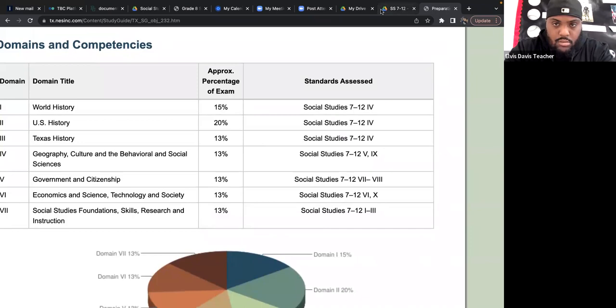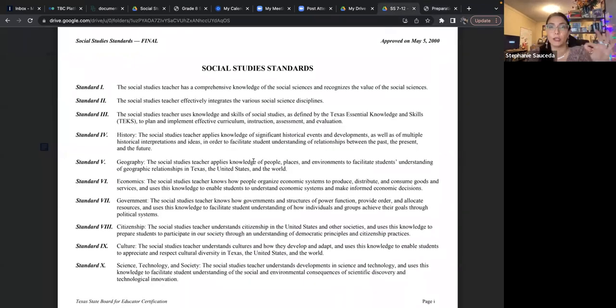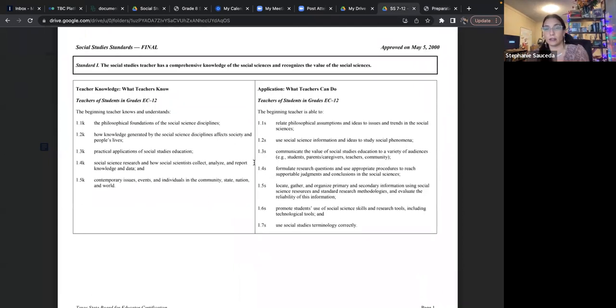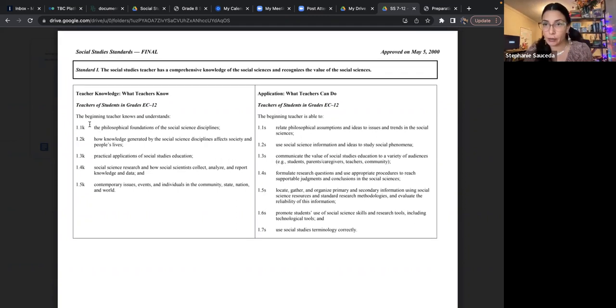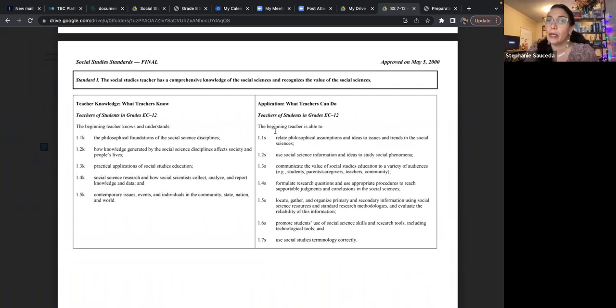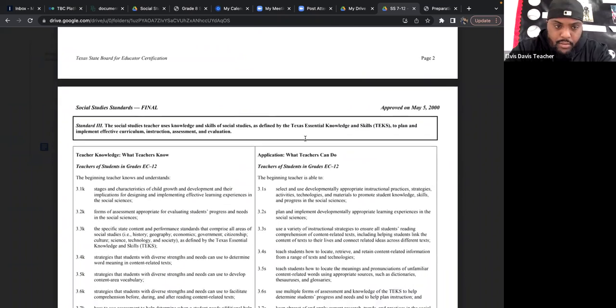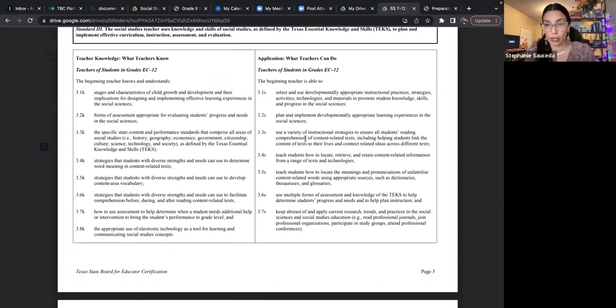As far as that standards document, the reason I always want the students to start with this document, it looks kind of scary. It's all small print and whatnot, but it does go into deeper detail in not just what you need to know as a social studies teacher, but also what you need to be able to do. On this side, this is what your knowledge standards are. Anything on the left-hand column is knowledge, and anything on the right-hand column is your application, you applying that knowledge in the social studies classroom.